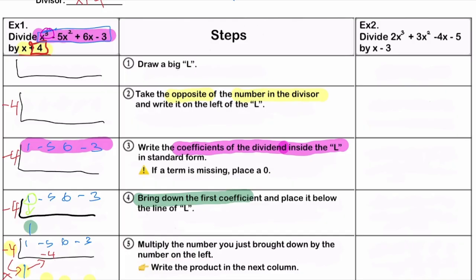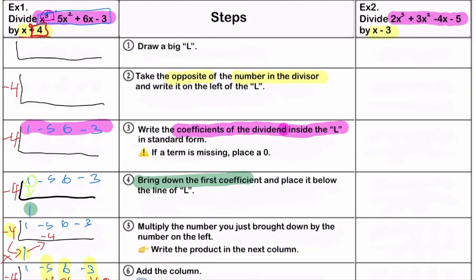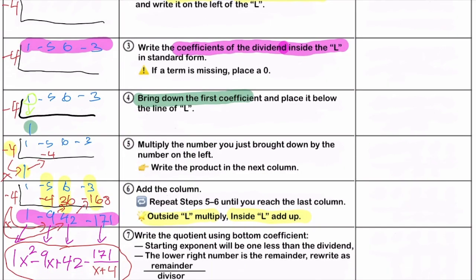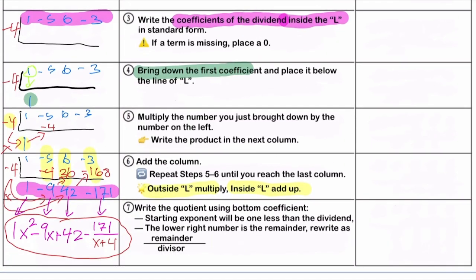All right, so example 2, our problem is divide 2x cubed plus 3x squared minus 4x minus 5 by x minus 3. Okay, so you have all we need to start the problem. First, we are going to draw our big L. I'm going to do it in these last 2 boxes here. So first, draw our big L.